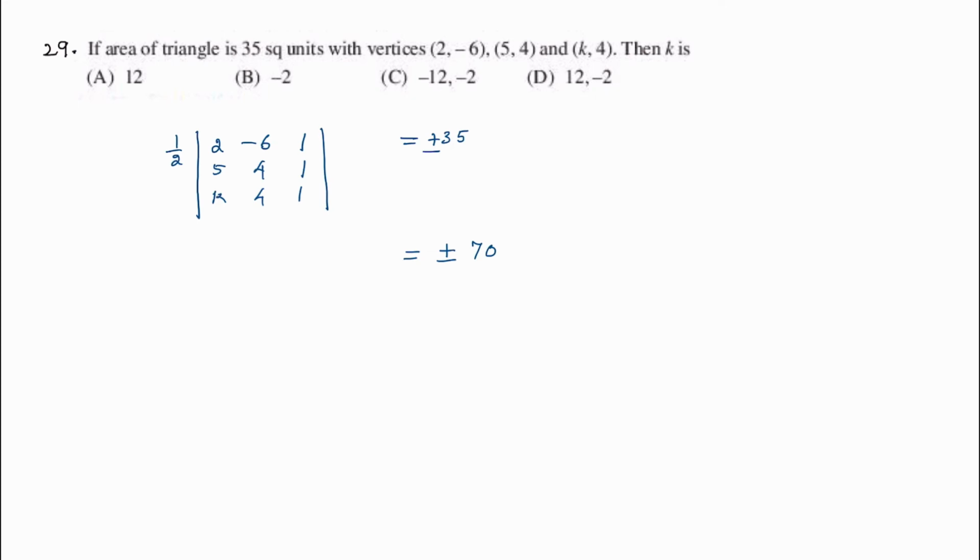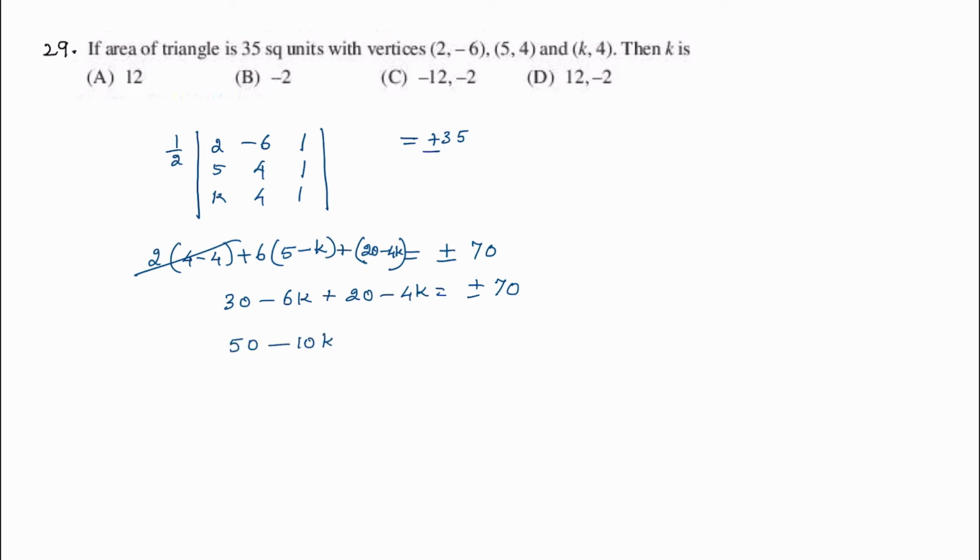Let us expand this determinant along the first row. 2 times 4 minus 4, minus of minus 6 plus 6 times 5 minus k plus 1 into 20 minus 4k. This is 0. 30 minus 6k plus 20 minus 4k is plus or minus 70. Let us add the like terms. 50 minus 10k is plus or minus 70. We can cancel 10 throughout.